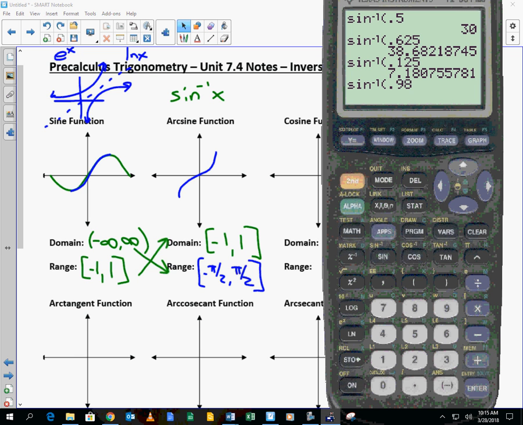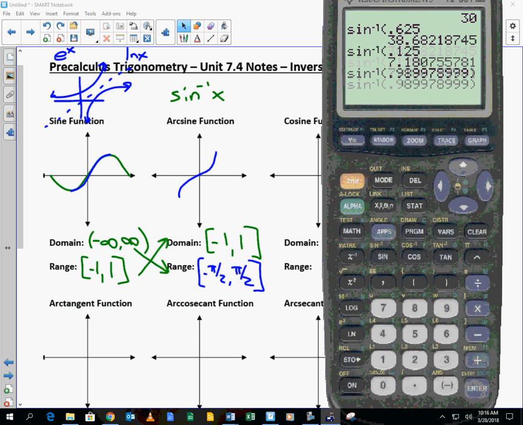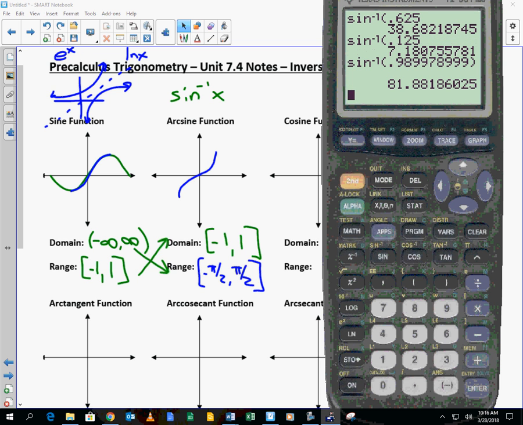0.98. Okay, thank you, Riley. That's great. So we're gonna do that. And I happen to know that the sine of 90 degrees is 1. And so therefore, I'm guessing that we're going to get a value very close to 90 degrees. But I can guarantee the output is going to be between -90 and +90. And you can see I get 81.88.